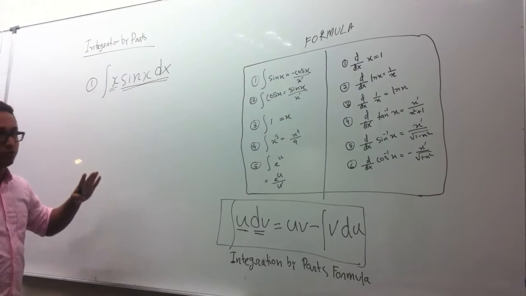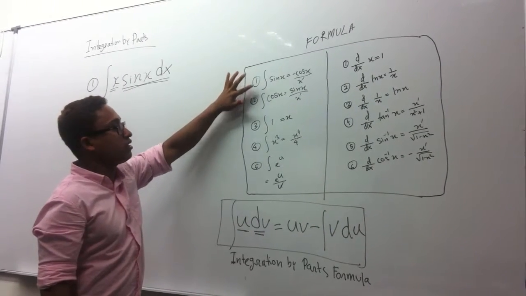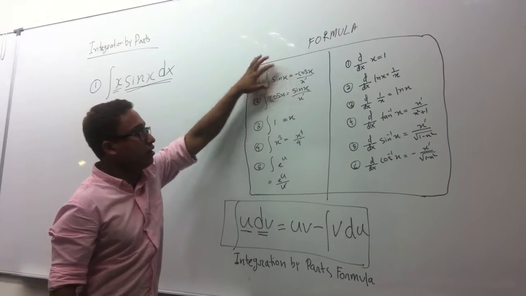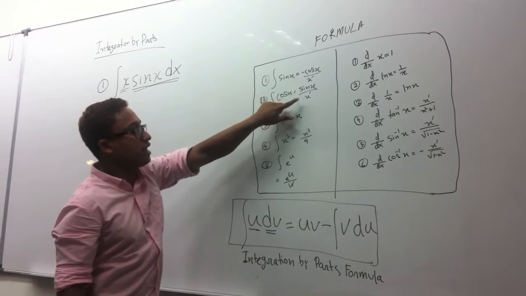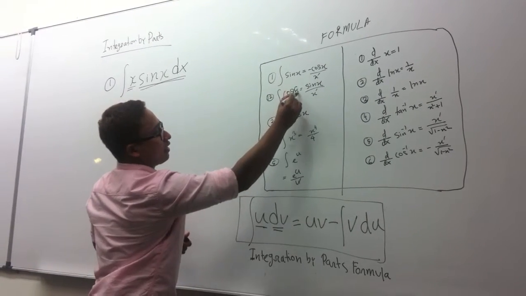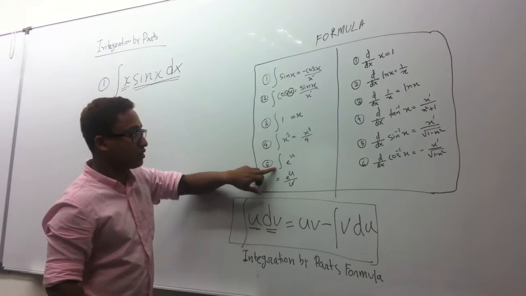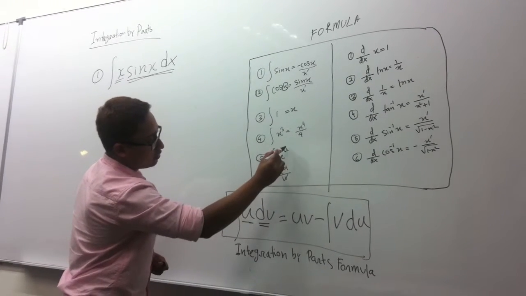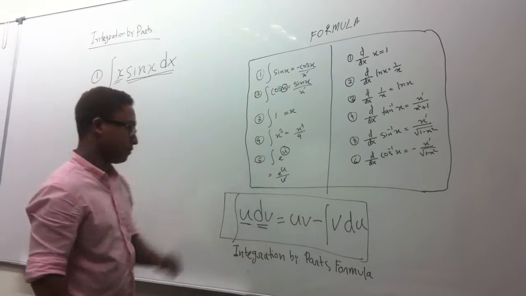To solve integration by parts, we always have to memorize some small trigonometric formulas. Integration of sin x is negative cos x over the differentiation of x, and integration of cos x is sin x over the differentiation of x. Integration of 1 is x, integration of x cubed is x to the fourth over 4, integration of e to the power u is e to the power u over the differentiation of u. We have to memorize these formulas to solve this question.